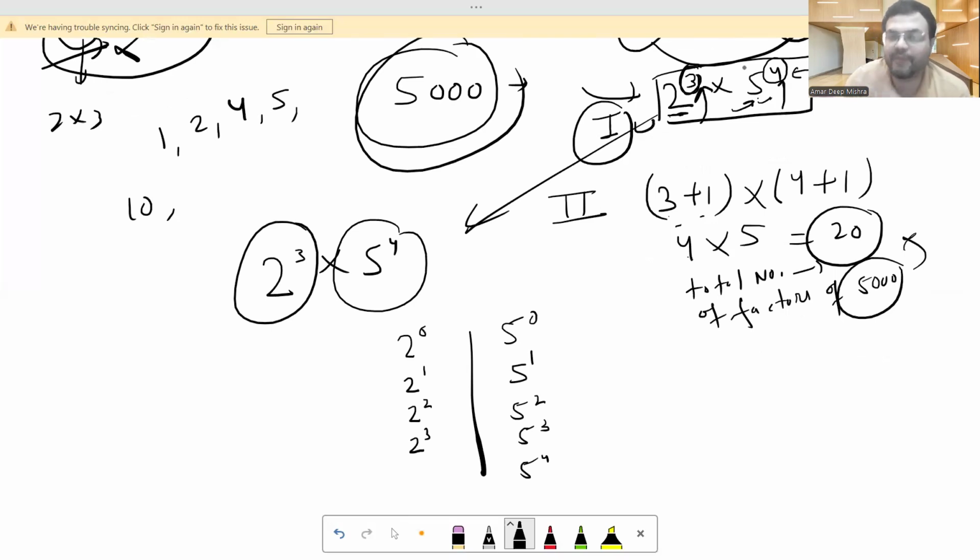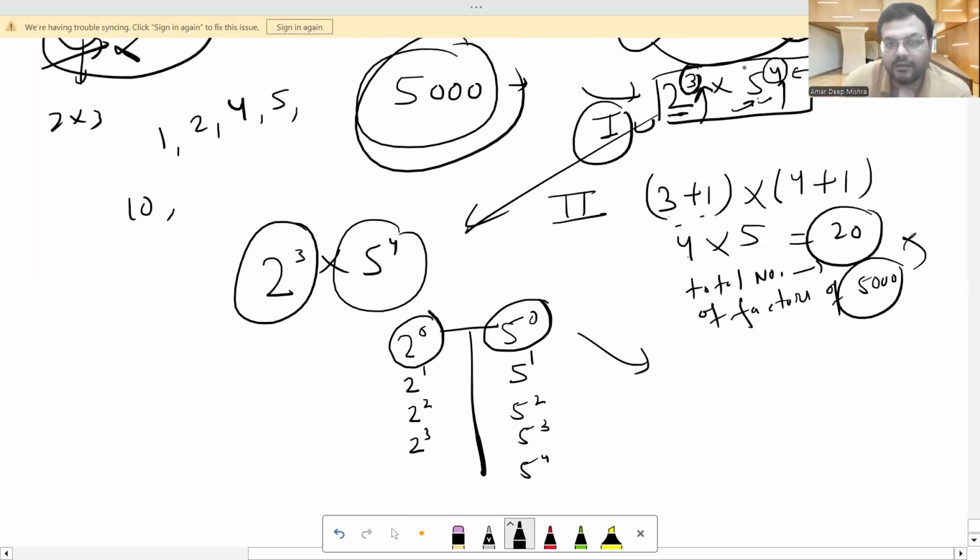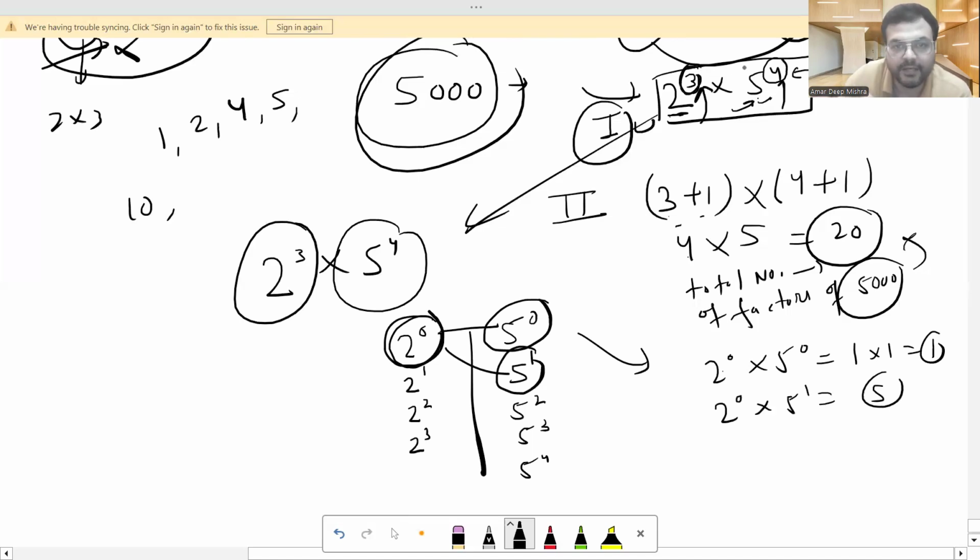Okay. Now, if you use the concept of permutation and combination, which we have not discussed yet. But anyways, suppose I take this number and multiply it with this number, I will get 1 factor, means 2 power 0 into 5 power 0. 2 power 0 is what? 1. So 1 into 1, that means 1 is the first factor. Then you take 2 power 0 and from the second column, you take 5 power 1. So 2 power 0 into 5 power 1, you will get 5. Second factor. Then you take 2 power 0 and take 5 square, means 2 power 0 into 5 square, that is 25. Okay, third factor.